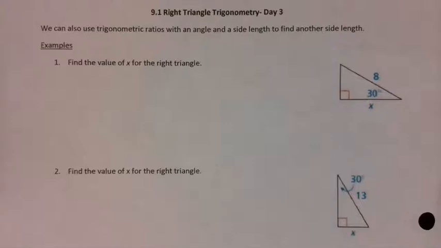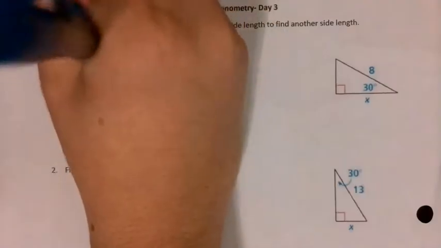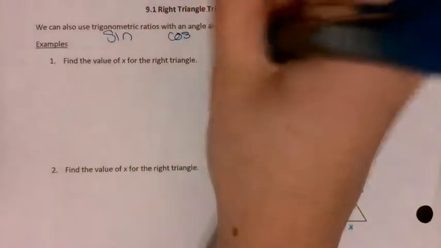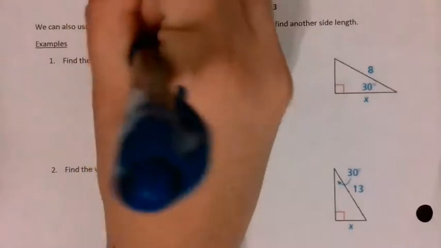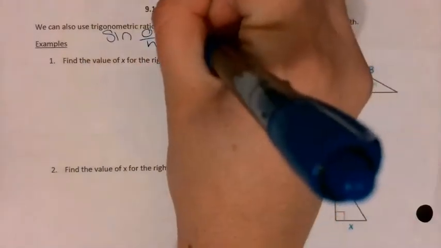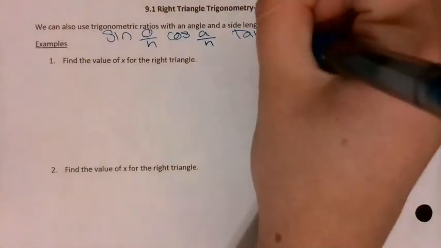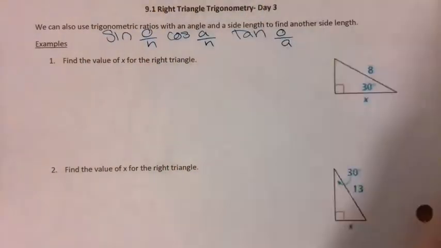Okay, so in today's notes, we can use trigonometric ratios when we're given an angle and some side lengths to find a missing length. These ones will specifically, when I have a triangle with an angle, I will only be using sine, cosine, and tangent. Remember, sine is opposite over hypotenuse, cosine is adjacent over hypotenuse, and tangent is opposite over adjacent.